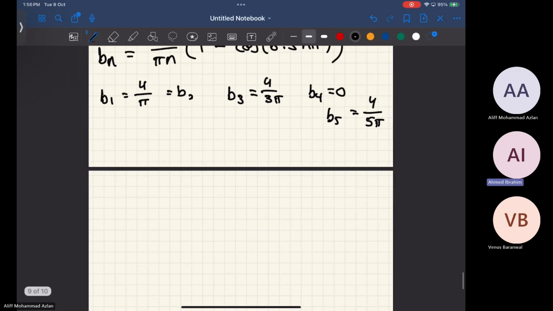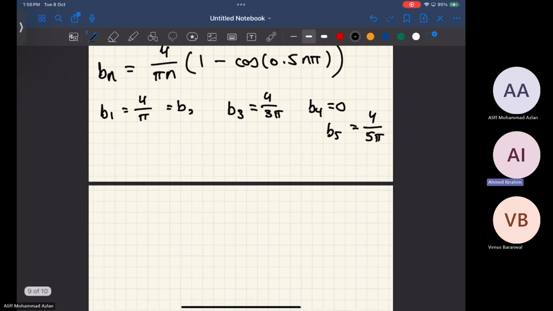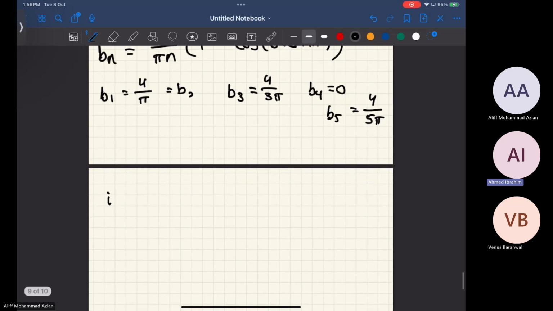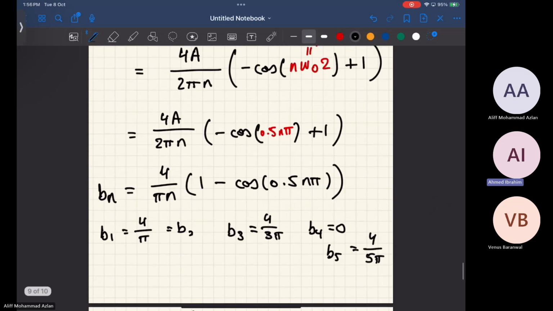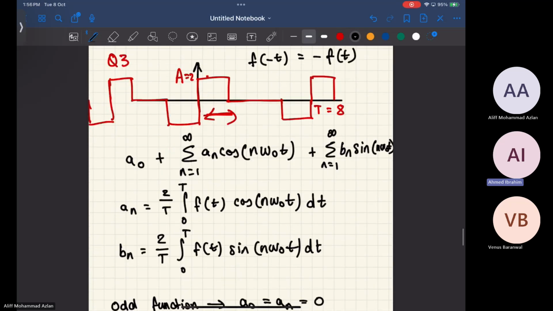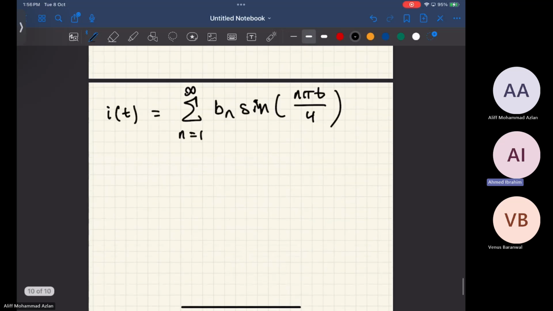Now we just rewrite that in terms of the summation form. So that means our current is equal to the sum from 1 to infinity of Bn sine n pi t on 4. So that n pi t on 4 is coming from the fact that n omega 0 t, where omega 0 is just 2 pi on t, which is 2 pi on 8, which is pi on 4.